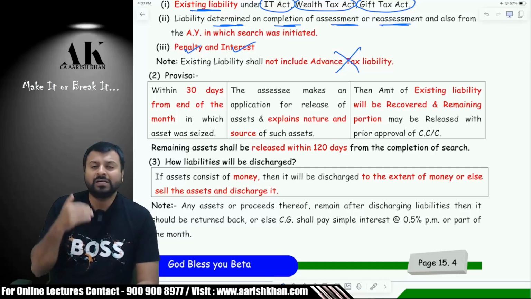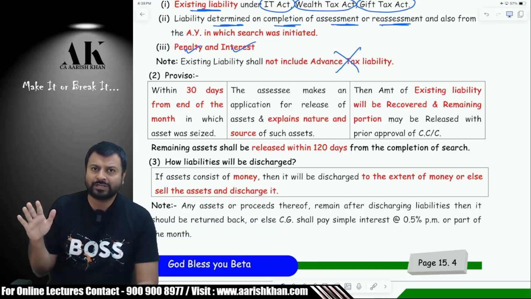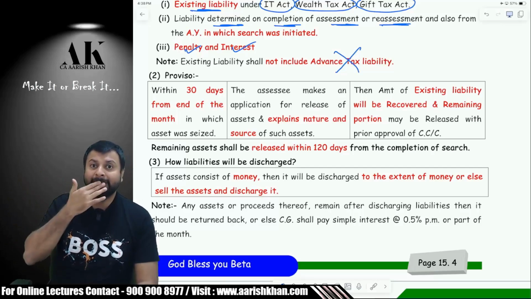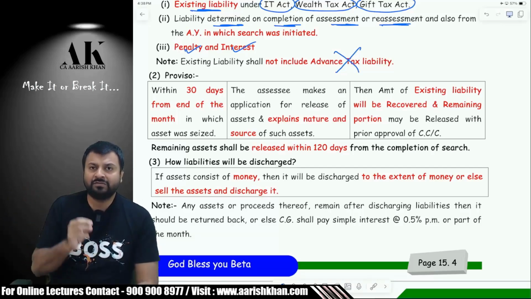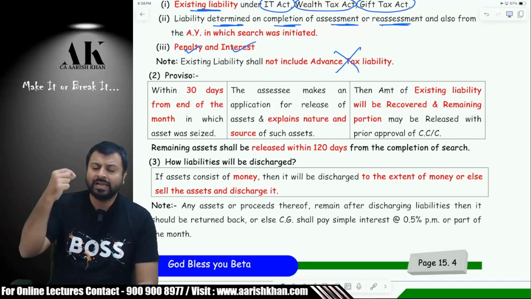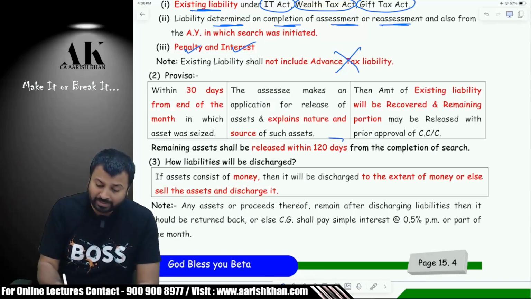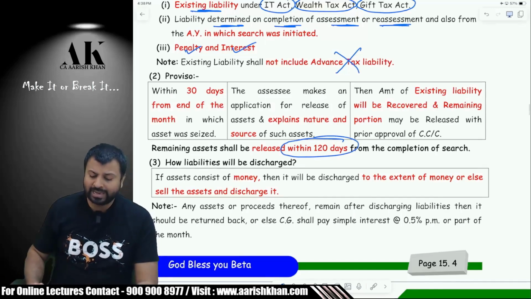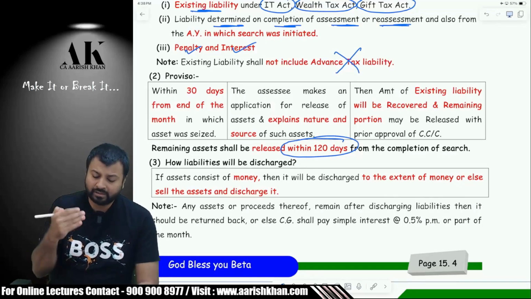So you have to come: today search and seizure happened, you are not able to explain the source, the department will seize. Come within 30 days from the end of this month. So let this month complete. After that, you have 30 days time. You can come and explain to the assessing officer the nature and the source of the asset, and he will recover the existing liability. Whatever is the existing liability, he will recover, and the balance he will return back to you. Okay. In how many days? In 120 days, he will return the balance assets to you. Okay. From the date of completion of the search.